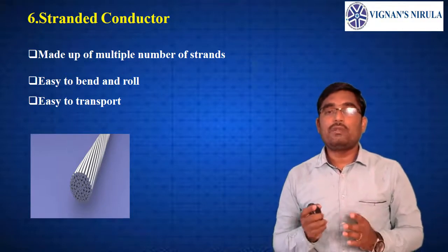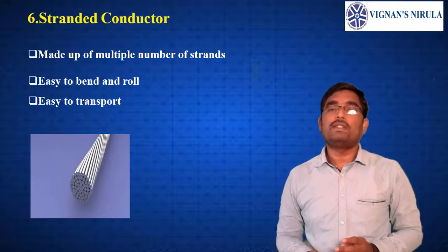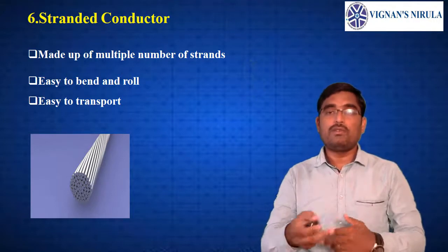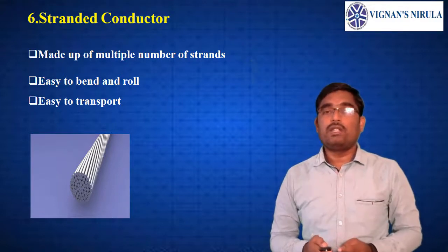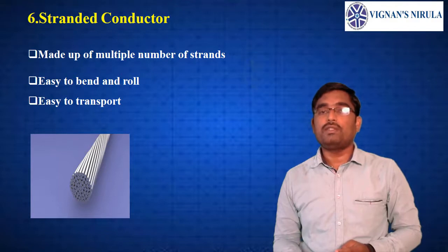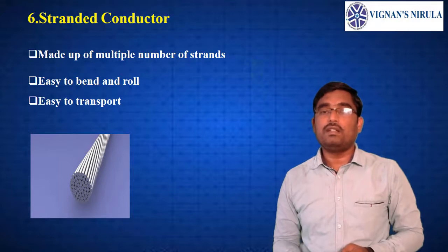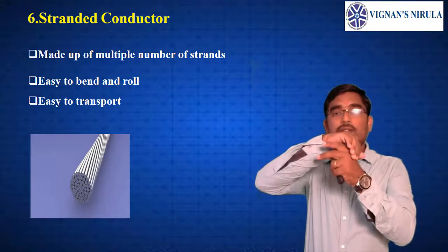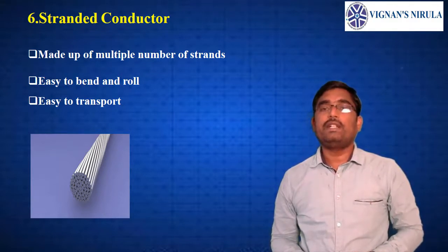Next one is stranded conductor. What is the meaning of stranding? A stranded conductor is made up of multiple strands, instead of using a single solid conductor like the solid aluminum conductor we saw previously. Instead of a single solid rod, we use a number of aluminum strands which are spiraled in opposite directions. If in the second layer from the center they are spiraled in one direction, in the third layer they are spiraled in the other direction. In this way, multiple strands are used. Because of this, it is easy to bend and roll, and easy to transport.